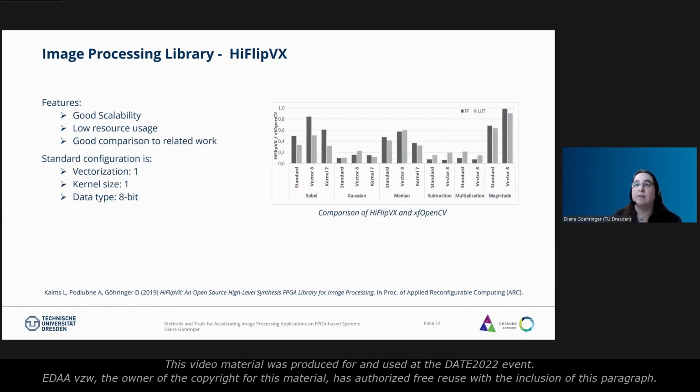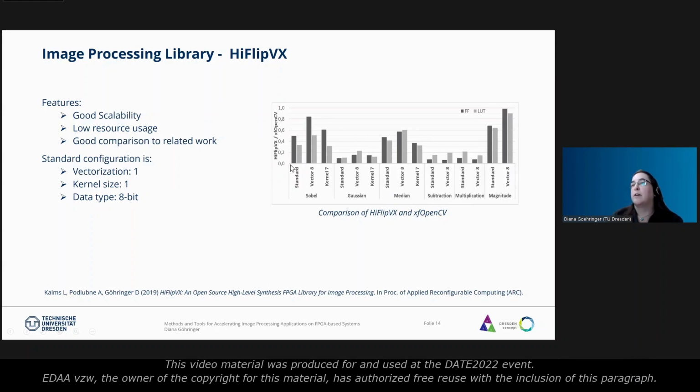Here you see some results of the library from HighFlipFX. Basically, we compared it with the XF OpenCV implementation from Xilinx, and the results are put here in relation to each other. So you can see we are always, for those examples, below 1. So we are more area efficient, right? The dark bars are the flip-flops, and the light ones are the lookup tables used. Here, for example, Sobel, Gaussian, median, and some other filters.